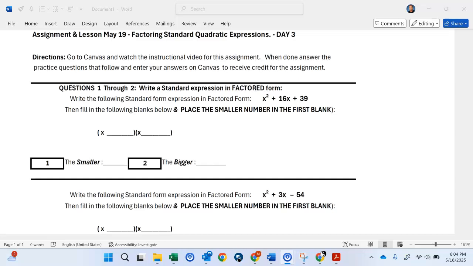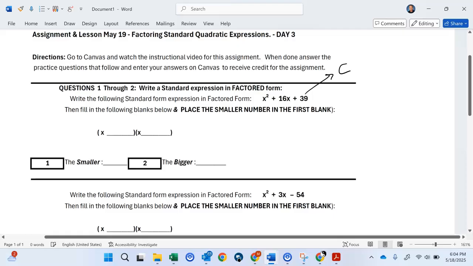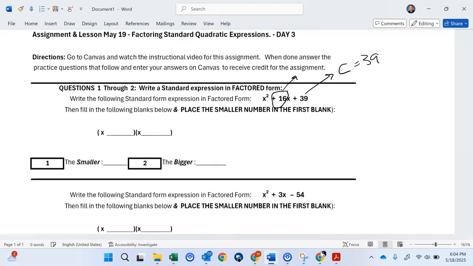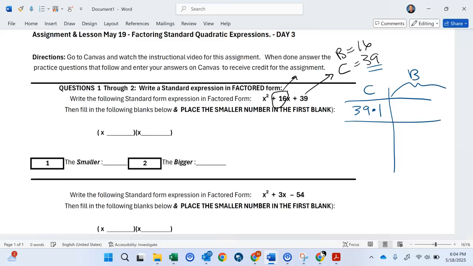Okay, as a review, remember, 39 is the C, positive 16 is the B, and we're looking for two numbers that multiply to 39. So we can always start with 39. Always make a table, 39 times 1, okay? So this is going to be the C, but we also need the B, okay? So the B is going to be when we take these numbers and we add them or subtract them: 39 plus 1, 40, 39 minus 1, 38.